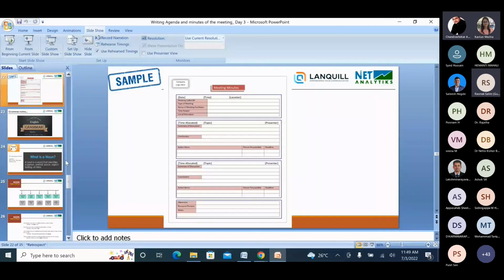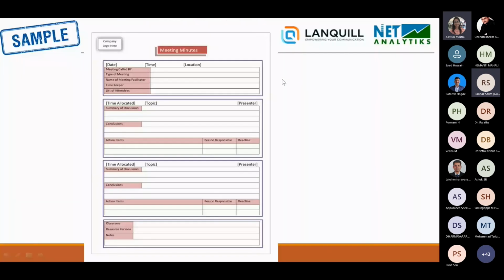Yeah, go for a full screen, Kasturi. Yeah, I have started the slideshow. Yeah, now, okay, now it's better. Is it okay? Yeah.